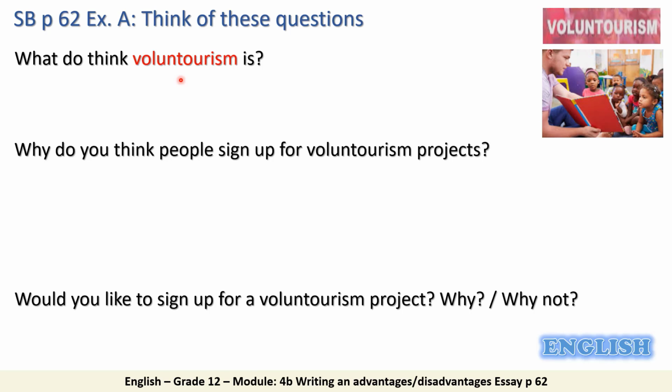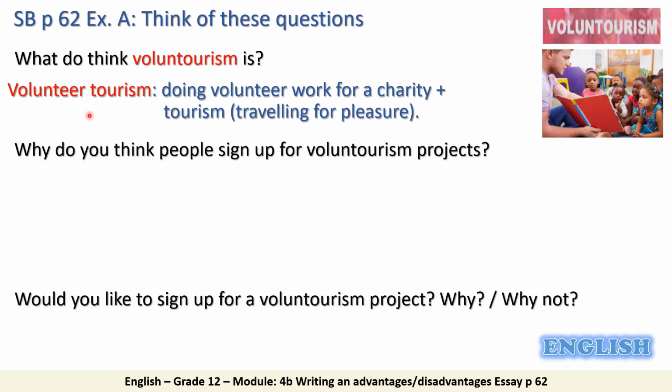Now, are you ready? What do you think voluntarism is? By the way, it's voluntourism in British, and it's voluntourism in American English. And it is a blending of 2 words, volunteer and tourism, which means doing volunteer work for a charity, plus tourism, which is traveling for pleasure. So the person right here is a voluntourist, which means that he is traveling for pleasure, and at the same time he is volunteering to teach these children how to read, perhaps English stories or something.